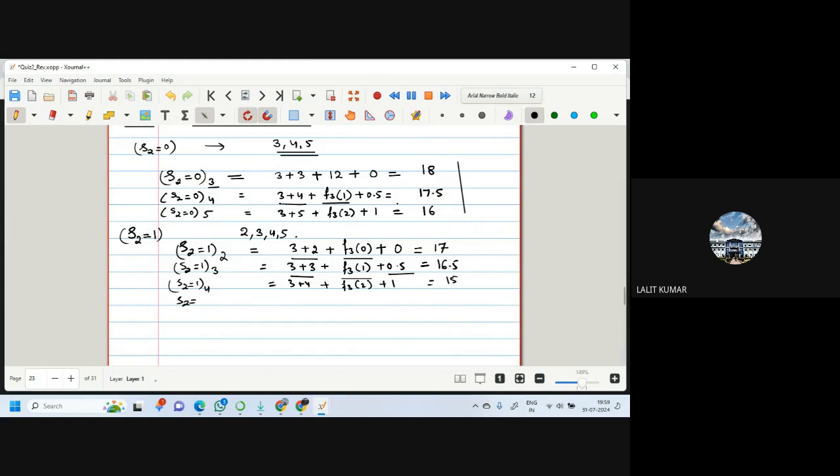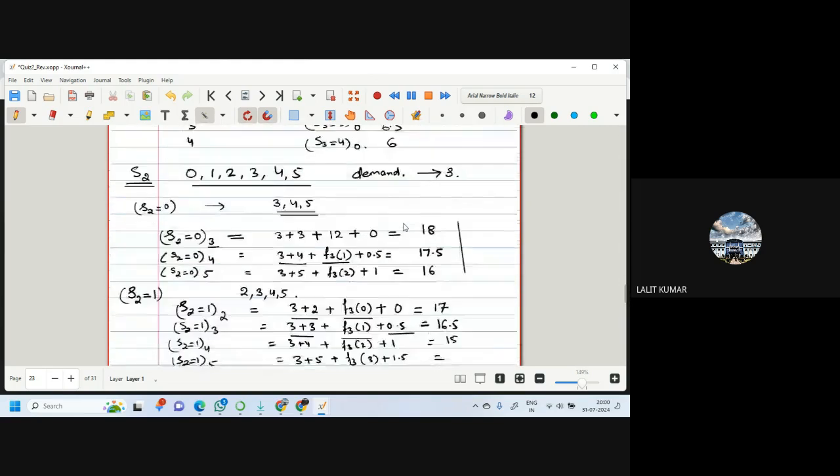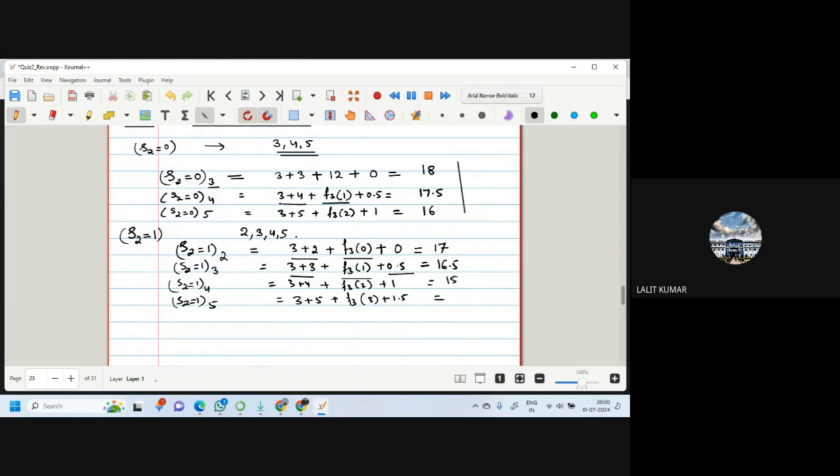S2 is equal to 1, I order 5, 3 plus 5. I carry 5 plus 1, 6, minus 3, so 3 forward. Carrying cost is 1.5. F3 3 lowest is 6.5. 5 plus 3, 8. 8 plus 6.5, 14.5. 14.5 plus 1.5 is 16. Is this clear?